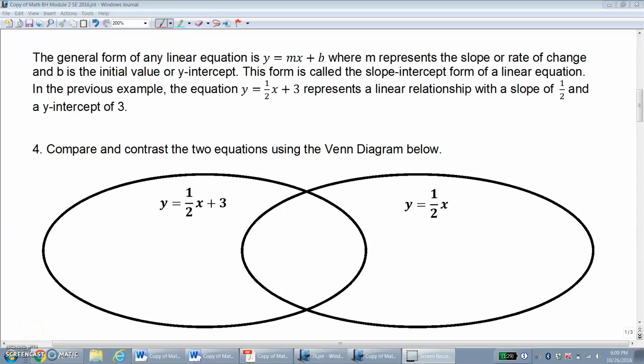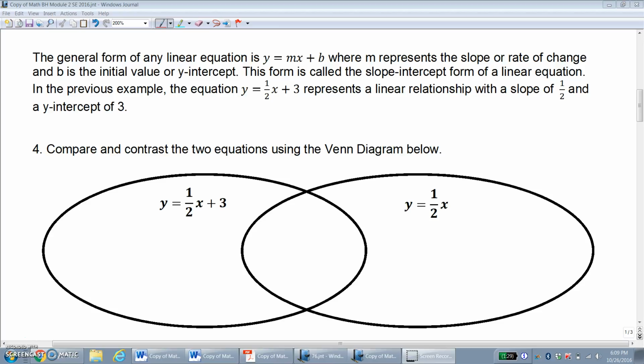Alright guys, so now let's go ahead and look at number 4 together. Let's read the thing right above it actually. It says the general form of any linear equation is y equals mx plus b. So anytime we look at a linear equation, y equals mx plus b is the standard form. That's how we call it. So m is the slope and b is always going to be the y-intercept.